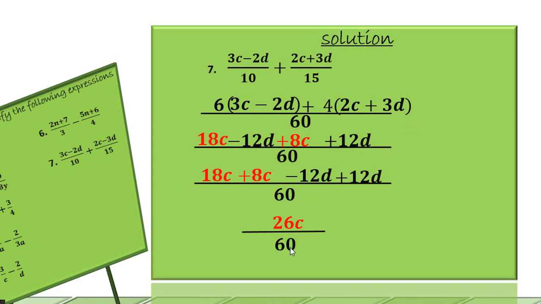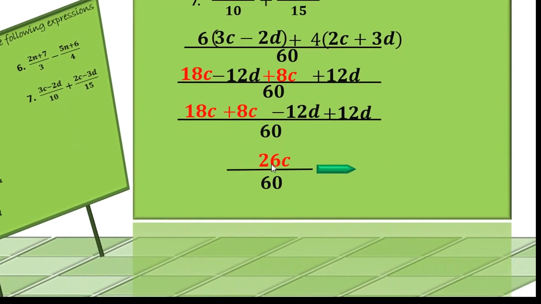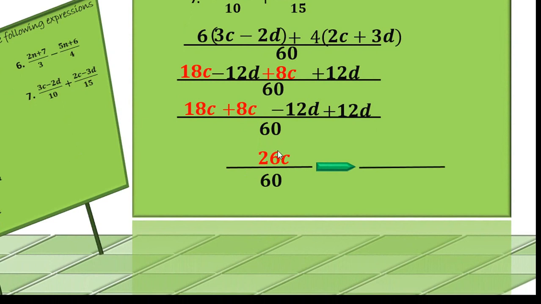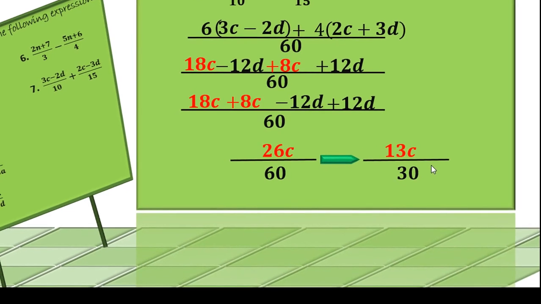So with this, do you think we can stop here? What other thing do you think we can do? Because there is a common factor between 26 and 60. The common factor is going to be 2. Let's start with the denominator. 2 dividing 60 is 30. 2 dividing 26 is 13. Then you write your c. And this is our answer.